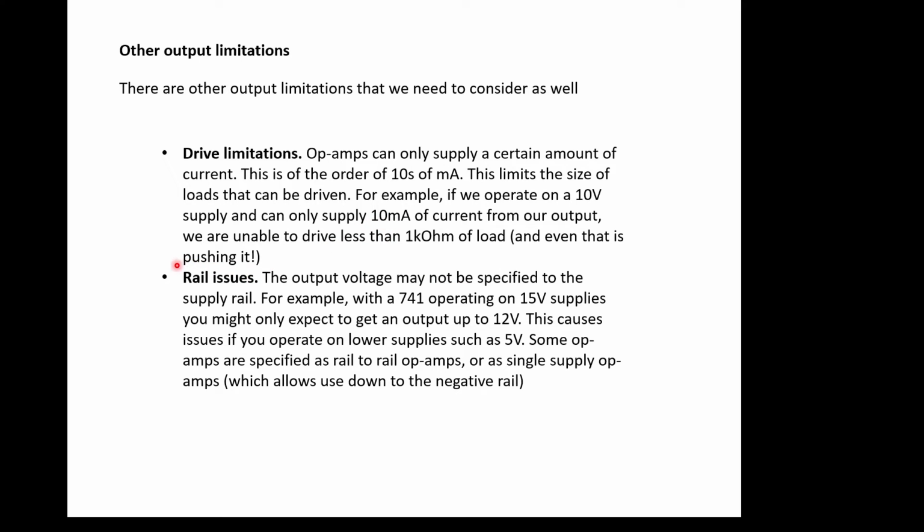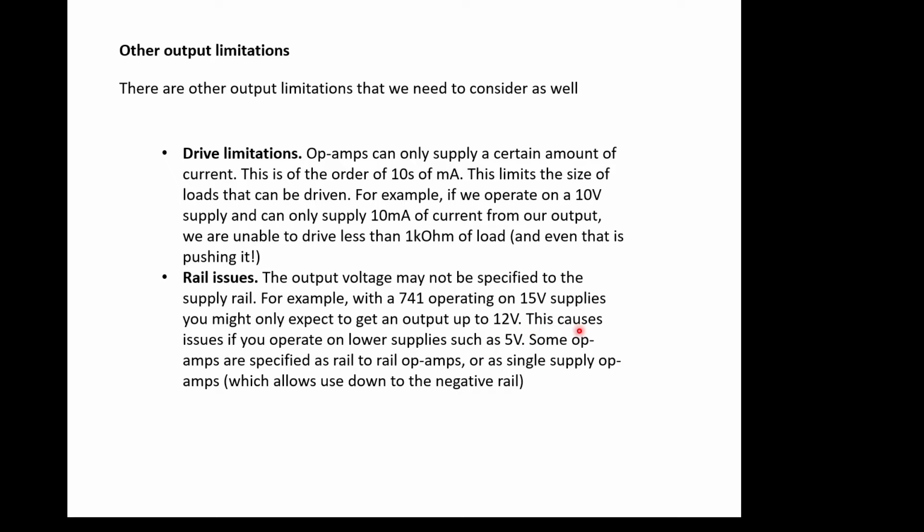And this is a real subtle one, rail issues. And by rail I mean the supply. What's the maximum supply, and how close can your output voltage, or your input voltage, get to the supply. So the output voltage on your op amp may not be specified to the supply rail. That means the output may not be able to go all the way to the maximum voltage you think it might. So as an example, for the 741 again, if you operated on plus and minus 15 volt supplies, if you look at the data sheet, it will only specify the output to be up to plus or minus 12 volts, so 3 volts difference.